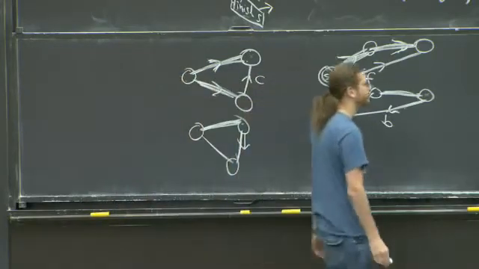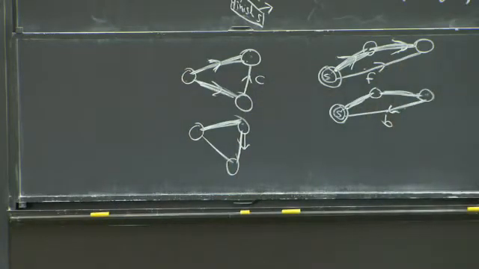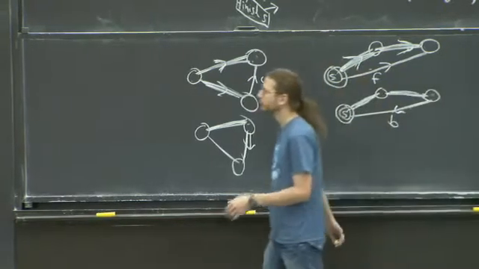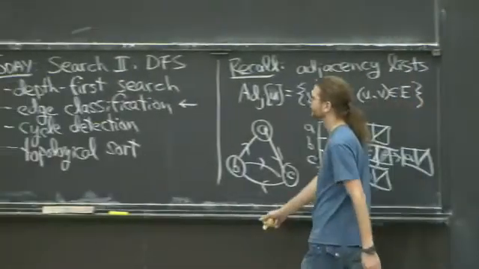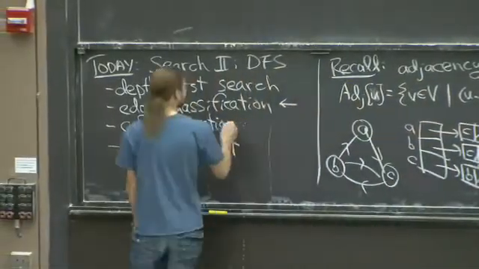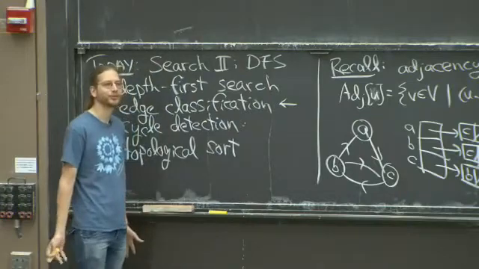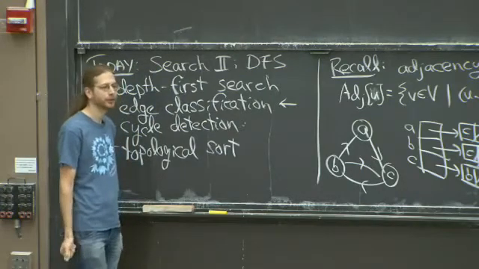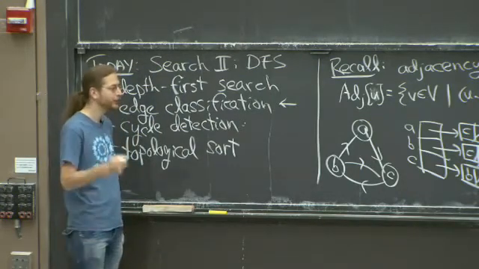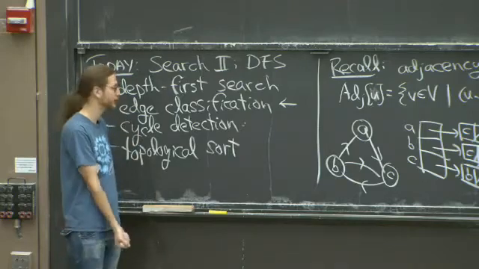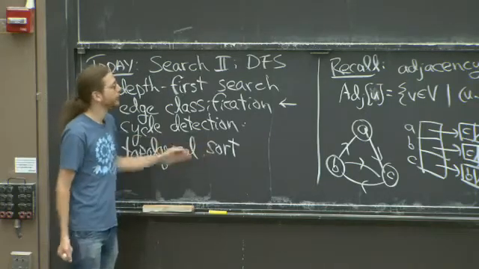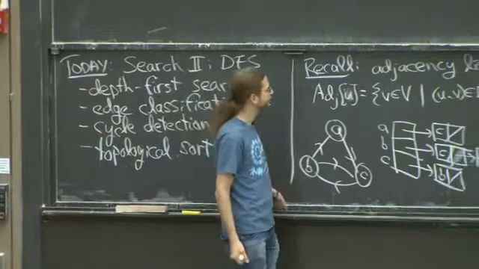So what? Why do I care about these edge classifications? I claim they're super handy for two problems. Cycle detection, which is a pretty intuitive problem. Does my graph have any cycles? In the directed case, this is particularly interesting. I want to know, does the graph have any directed cycles? And another problem called topological sort, which we will get to.